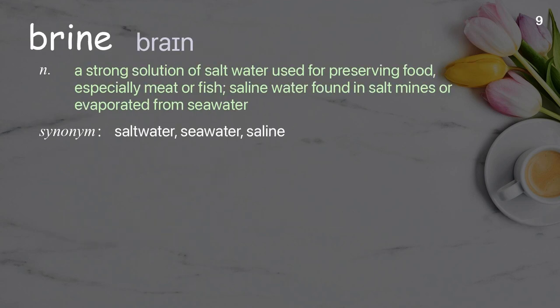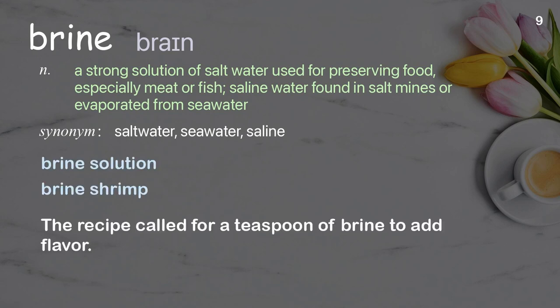Brine. A strong solution of salt water used for preserving food, especially meat or fish, saline water found in salt mines or evaporated from seawater. Examples. Brine solution. Brine shrimp. The recipe called for a teaspoon of brine to add flavor.